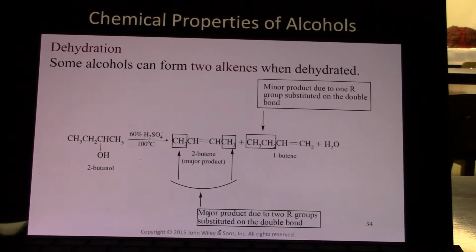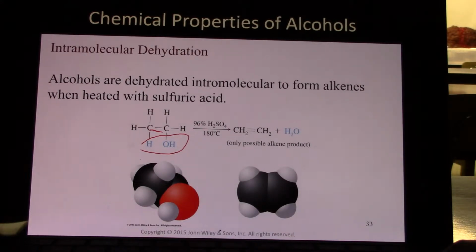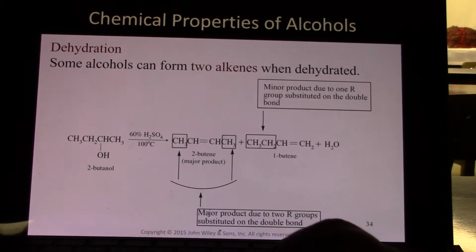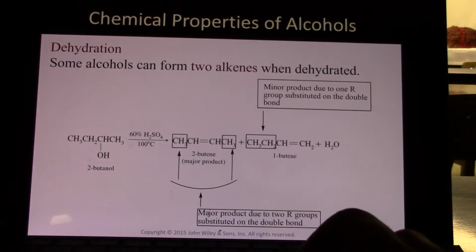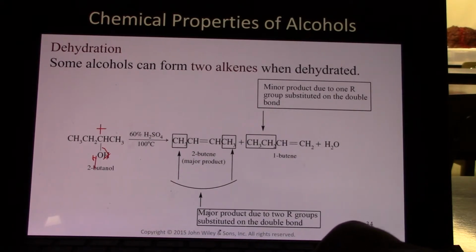Some alcohols can produce two different alkenes. With ethanol, there's only one possible product. But here, we protonate this OH group, and then it leaves, creating a carbocation. And now you have a choice.